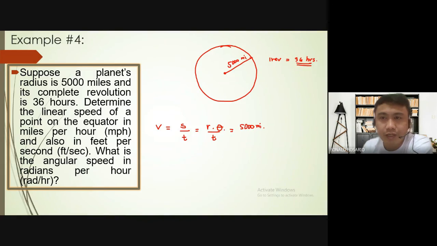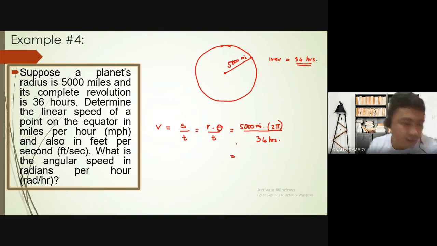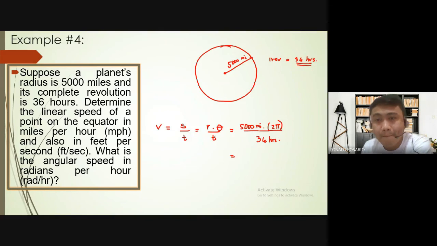And our R is 5,000 miles multiplied to our angle. Ano yung angle natin kapag buong isang revolution? That is 2 pi over the time, which is 36 hours. Okay, Jelis, ano yung sagot nila dyan? Or Joshua? 5,000 times 2 pi divided by 36 hours. The answer is?